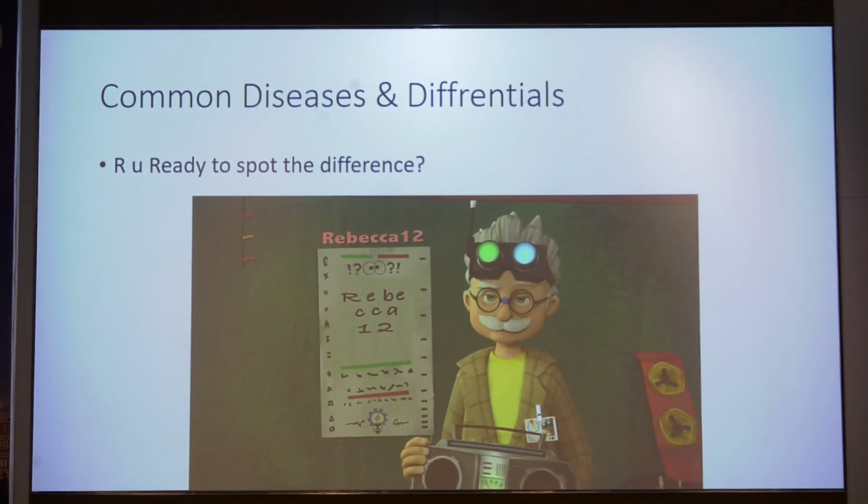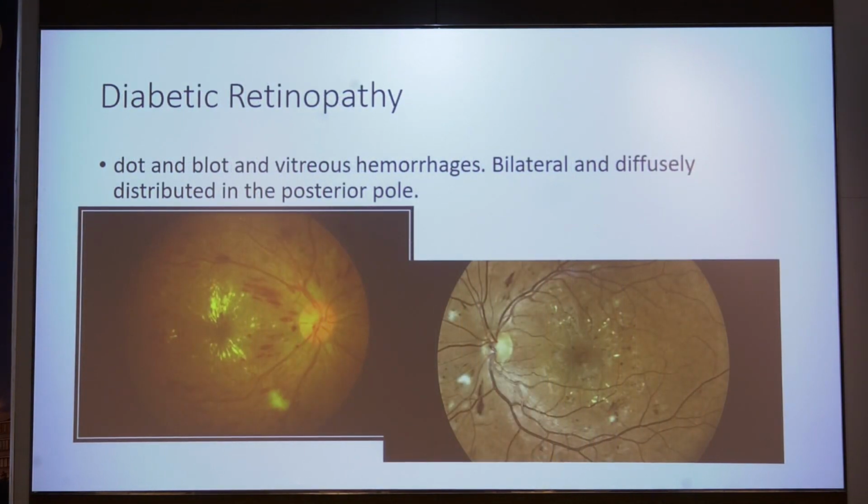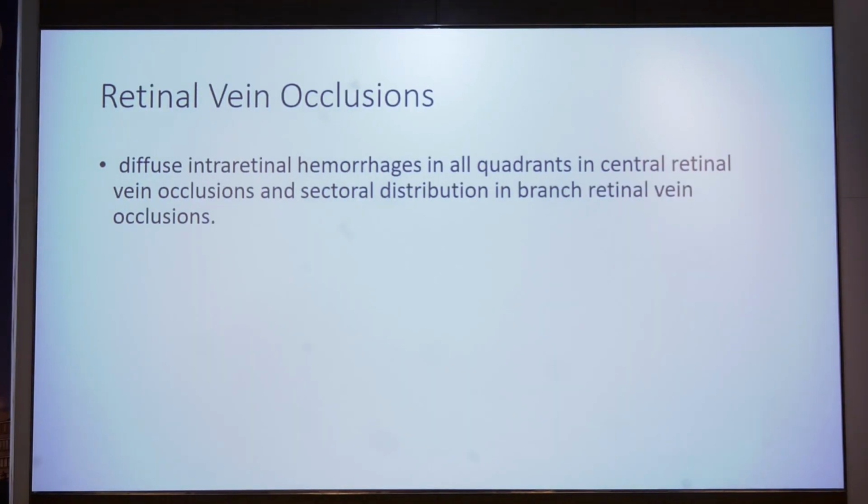Now the common diseases and differentials. The location, size, and distribution of the hemorrhages provide clues to the etiology and uncover underlying systemic disorders such as vascular disease, hematologic disorders and dyscrasias, infection, trauma, and hypoxia. In diabetic retinopathy, we see dot and blot hemorrhages, and vitreous hemorrhages can also be there. Bilateral, diffuse dot and blot hemorrhages distributed in the posterior pole are seen in that.